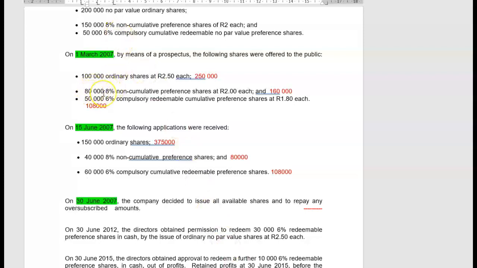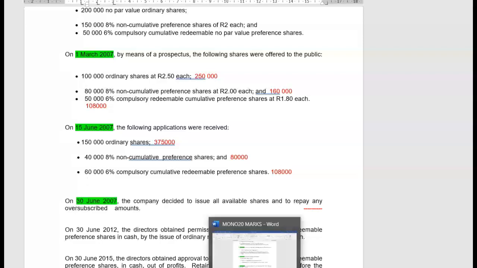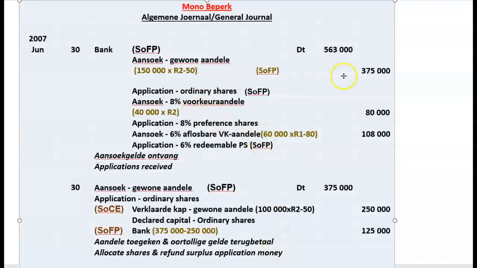The next one is our non-cumulative pref shares. Well, we only received 80,000 rand. There was no underwriter, so the maximum that we can allot is the 80,000 rand. So therefore, we're going to take that 80,000 rand out of that account.